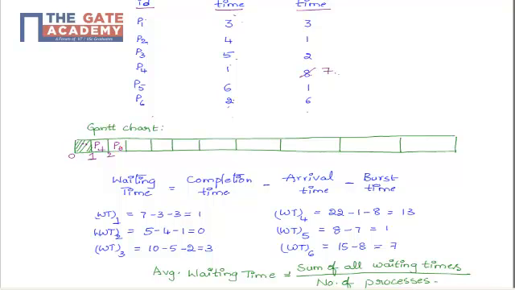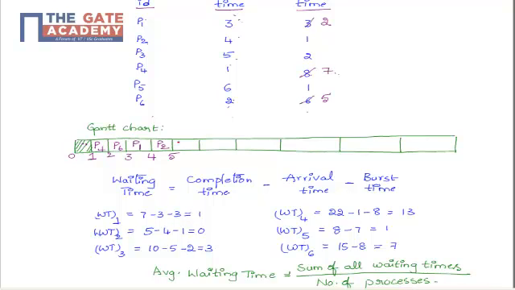So P4, P6. At the time of 3, process P3 is entered into the ready queue. So the remaining burst time for this one is 5 and at the time of 3, process P1 will enter into the ready queue. Here at the time of 4, process P2 is entered into the ready queue. So the remaining burst time for process P1 is 2 and at the time of 4 process P2 will enter into the ready queue.